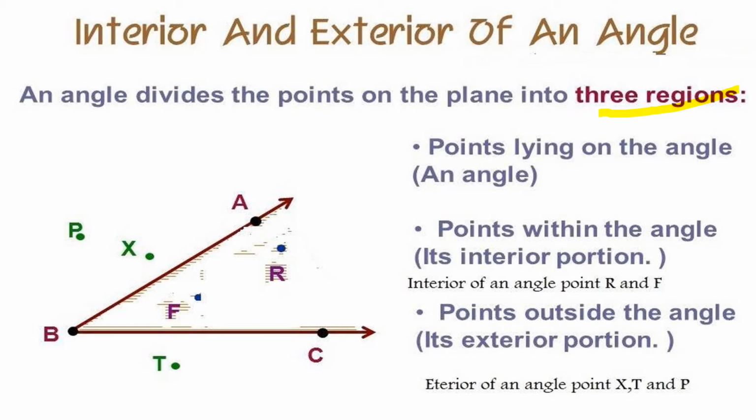The first one, points lying on the angle. So what are the points lying on the angle? Point A, point B and point C. These 3 points are lying on the angle.